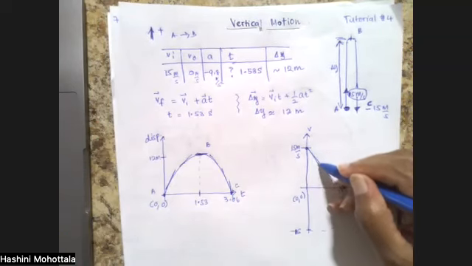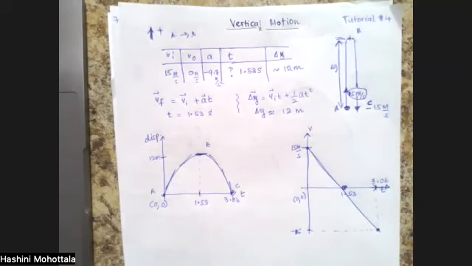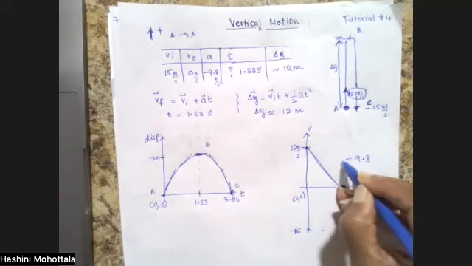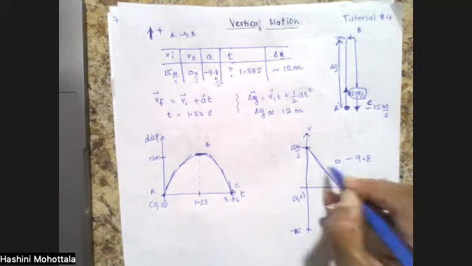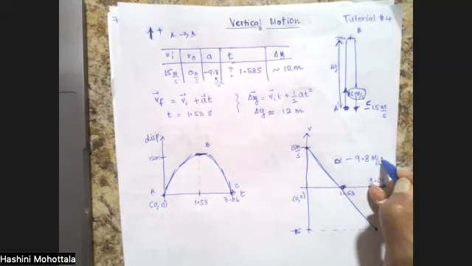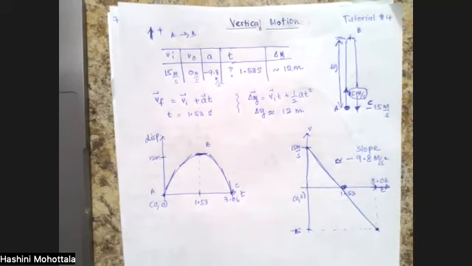So you see a slope that didn't change throughout the motion, and if you find this slope, you will end up getting negative 9.8, or at least very close to negative 9.8 meters per second squared slope from this graph. So as I said, once again, mark the coordinates.